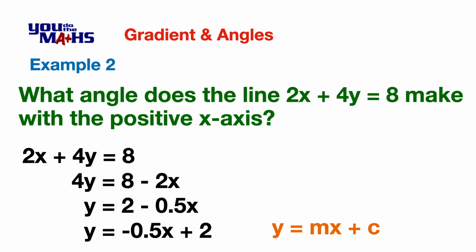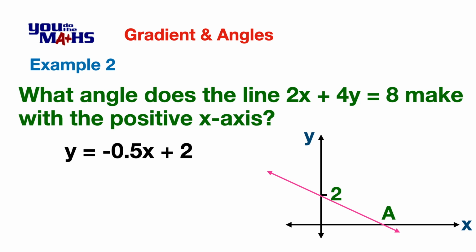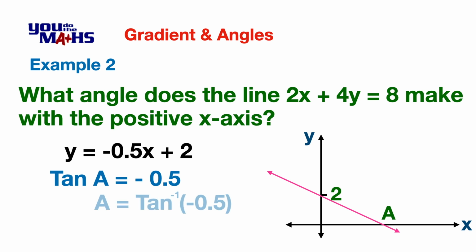So in that case the gradient is negative, and we can see in our diagram here that we have a y-intercept of 2 and the gradient is negative 0.5 or negative a half. So what we do to find the angle, which is on the right hand side of the line, in other words on the positive x-axis side, is we let tan A equals negative 0.5. Then to solve for that we take inverse tan of negative 0.5 and we then get an answer of approximately 153.43 degrees. Now your calculator when you solve that may give you an answer of negative 26.57 degrees.